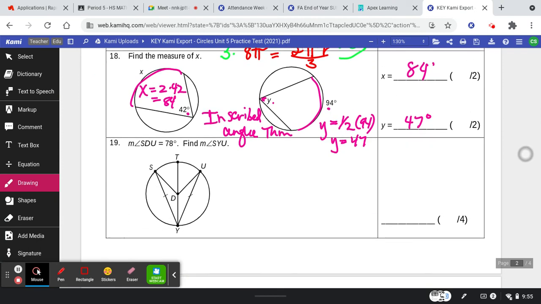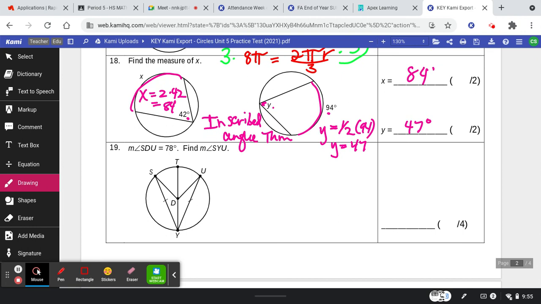Okay, that was not an extra credit. That's a for sure required inscribed angle theorem. Are you guys okay?